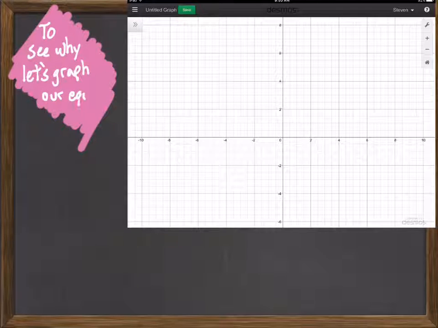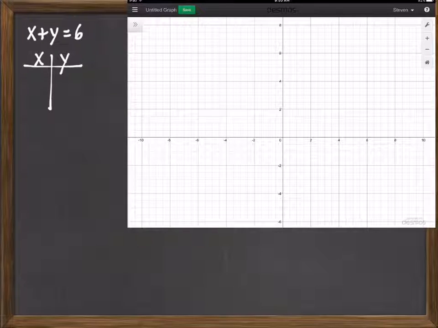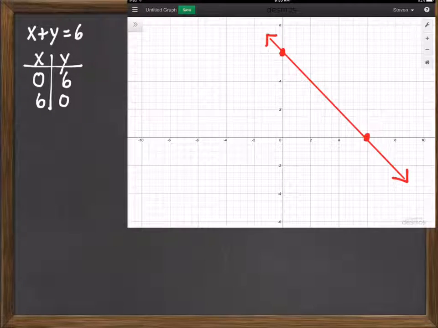So to see why, let's graph each of our two equations. To graph, remember we need to plot points. So we need 2 points to graph the line. Here we could plug 0 in for x, solve for y, we get y equals 6. Plug 0 in for y, we could solve for x and get x equals 6. Then we plot those points, and we can draw a line through them. Now that line represents every possible solution to the equation x plus y equals 6.